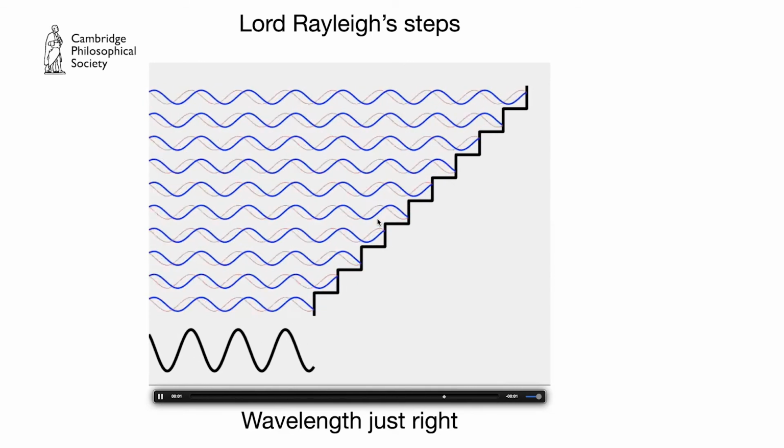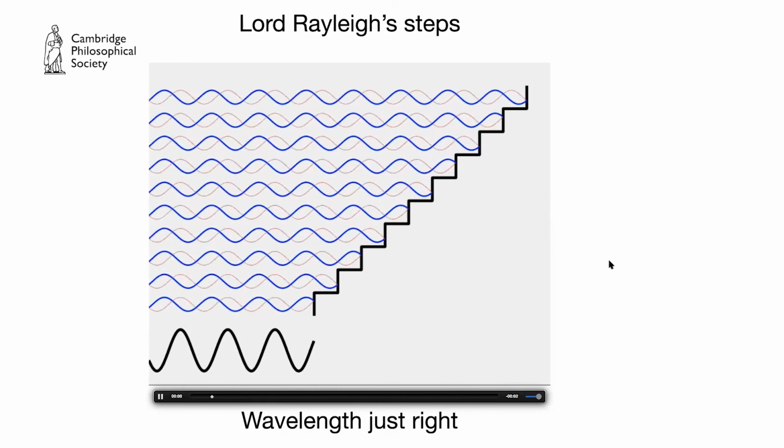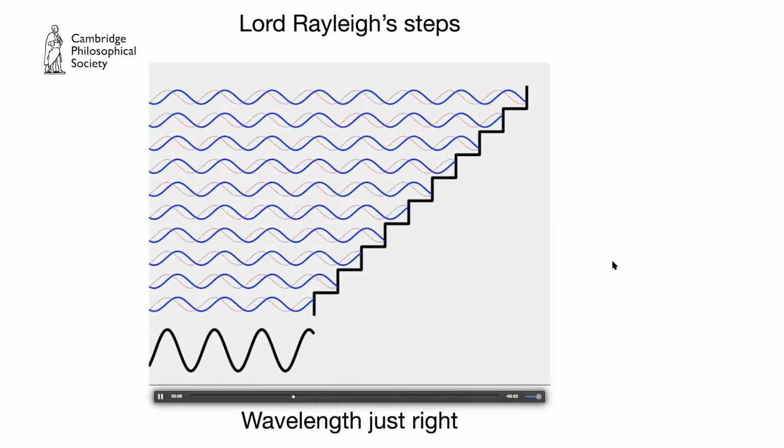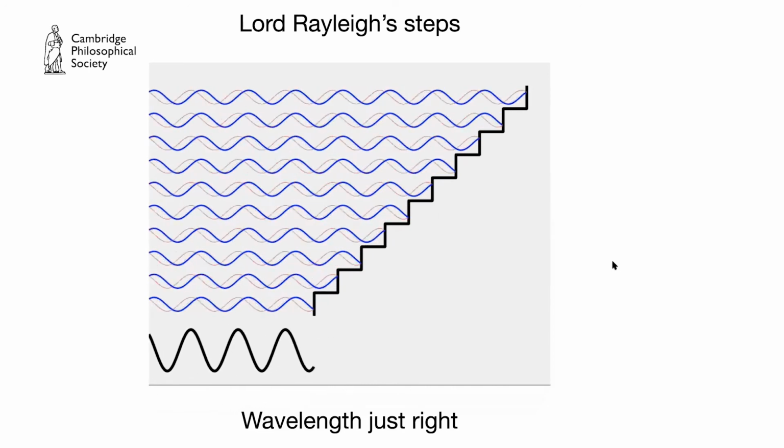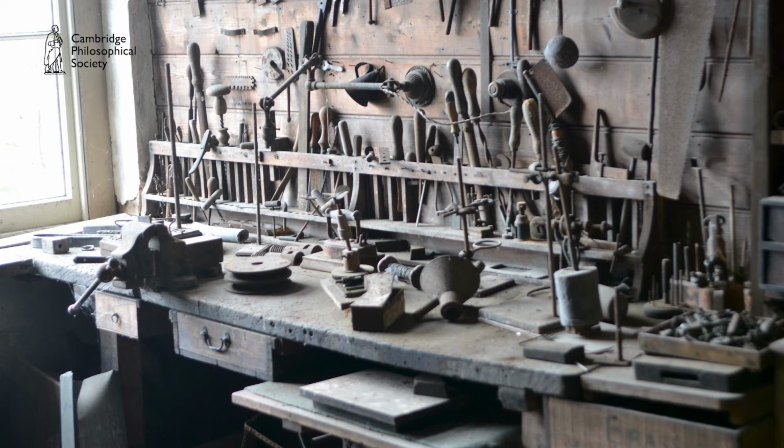This is a typical wave interference effect. So Rayleigh wanted to do an experiment to verify this. A flight of steps is not a really convenient way to do an experiment, so he built some apparatus. How did he do that?